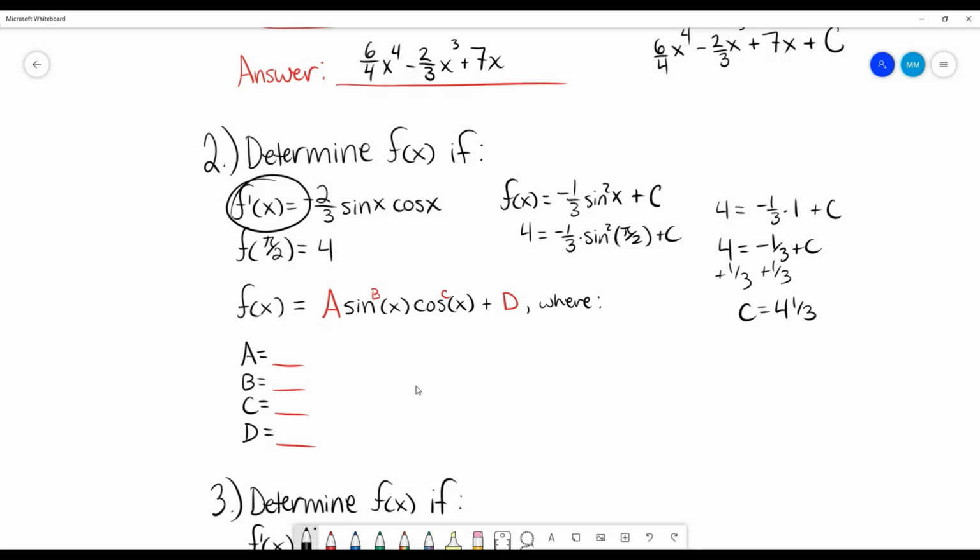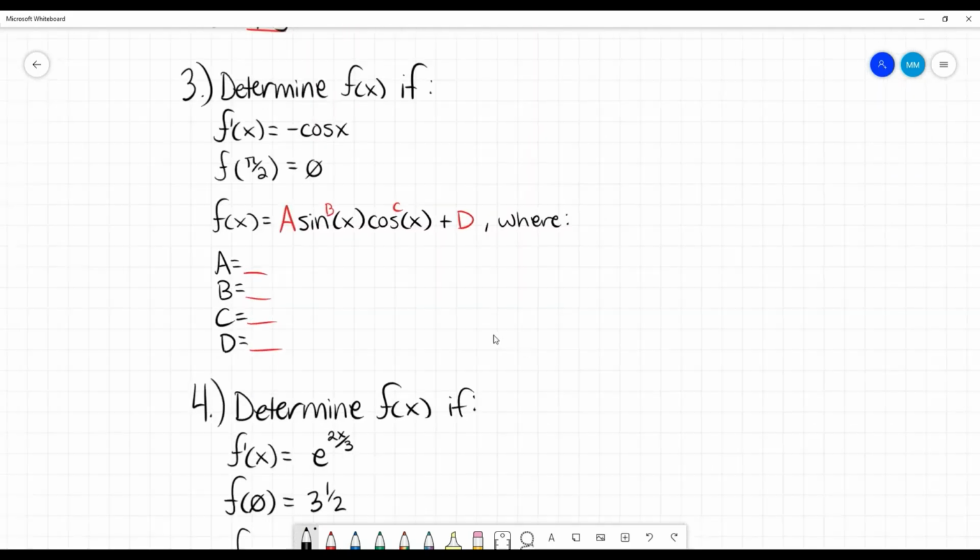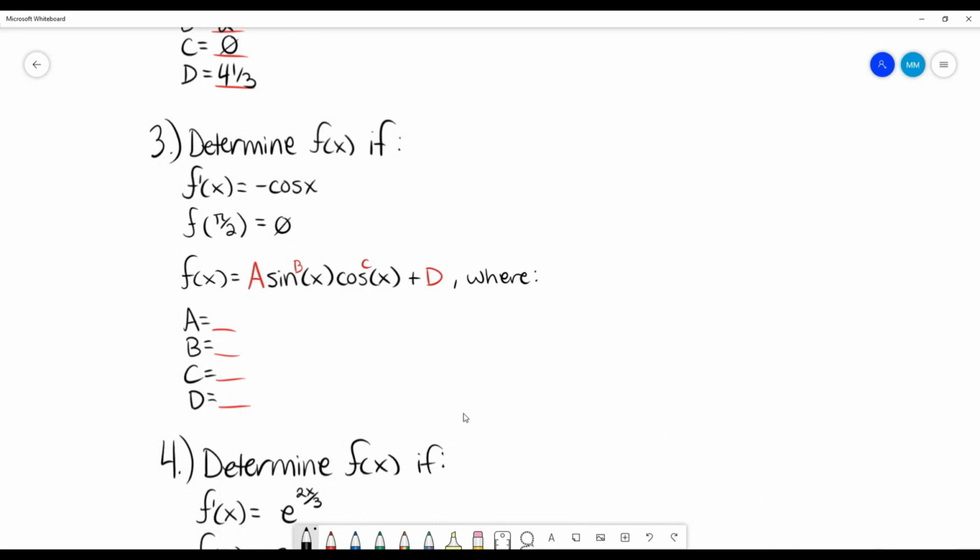And now I've got my a is negative 1/3. My b, we know our original function is a sine squared times cosine to the power of c. Well, we don't have a cosine in our function, which tells me that this cosine to the power of c has to be 0, right? Because that would turn this term into a 1. And then plus d, where d is our constant. We just solved for that. So it's 4 1/3. Or I could write that as 13/3, or you might put that in decimal form for the actual homework. Totally up to you.